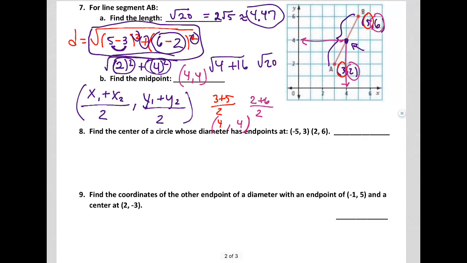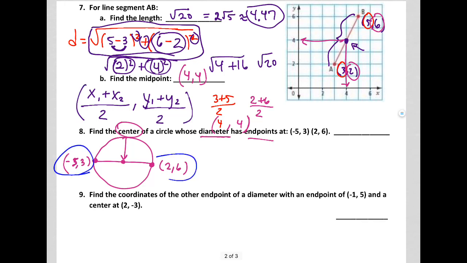So number 8 is basically a way of asking for the midpoint without using the word midpoint. It says to find the center of a circle. So here's my circle. It's a terrible circle, but it says it has a diameter with endpoints at -5, 3. That's definitely a 3. So -5, 3. It's a diameter, so I know it's the distance across the circle, and 2, 6. I'm trying to find the center of the circle, which I know is going to be the middle of the diameter. So basically I'm finding the midpoint using these coordinates.